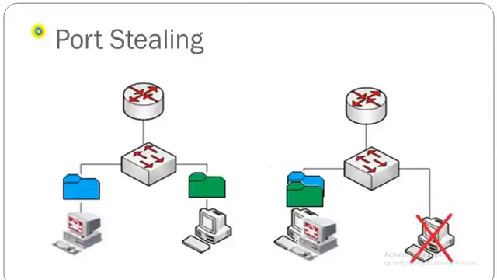When it receives a frame that is destined for your computer, it sends the frame only to you. The computers on other ports don't receive the same frame, and once you understand how it works up to this point, the port stealing attack becomes very easy to understand. An attacker is connected to, let's say, another port. As you can see over here, this is the attacker's port and this is the original port.